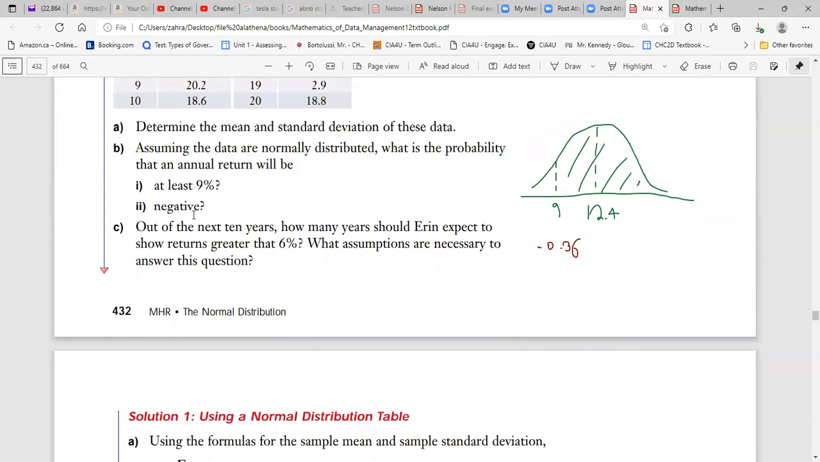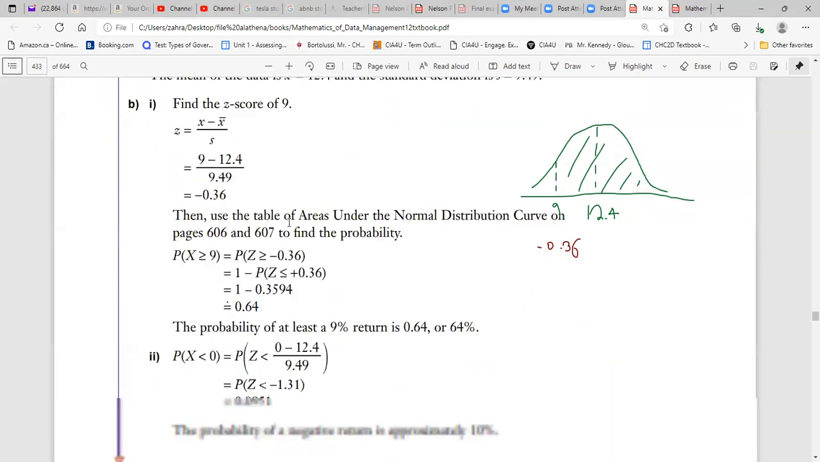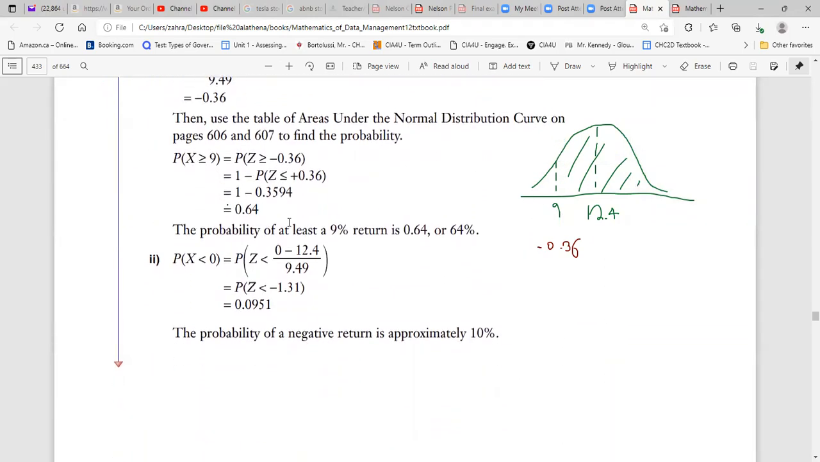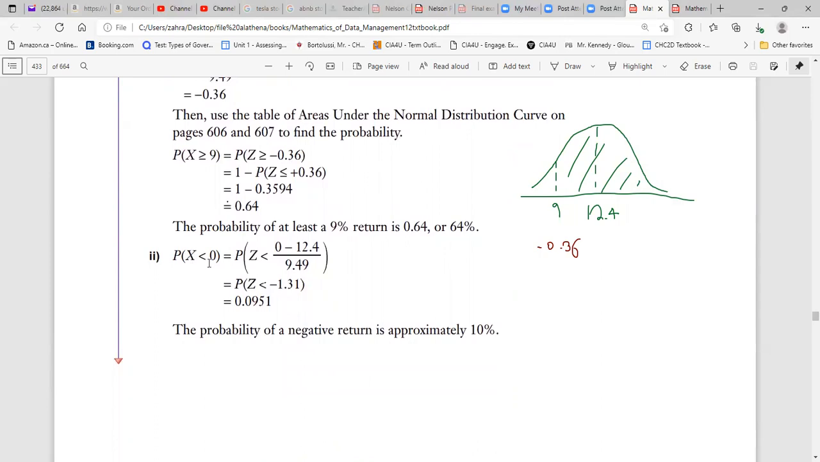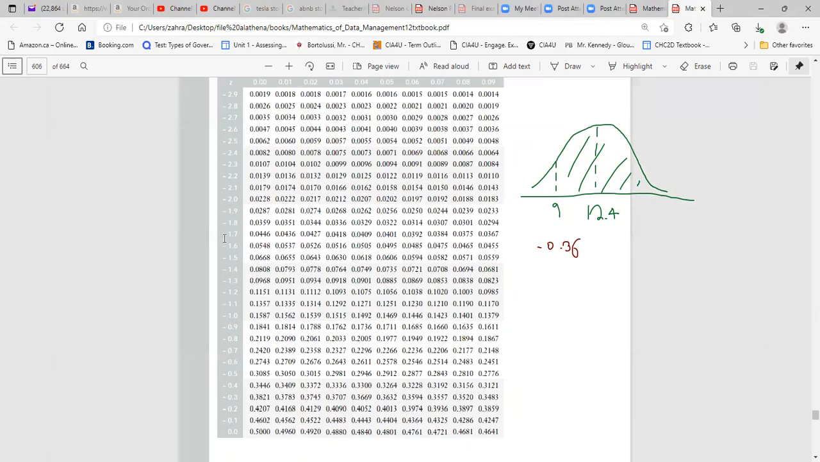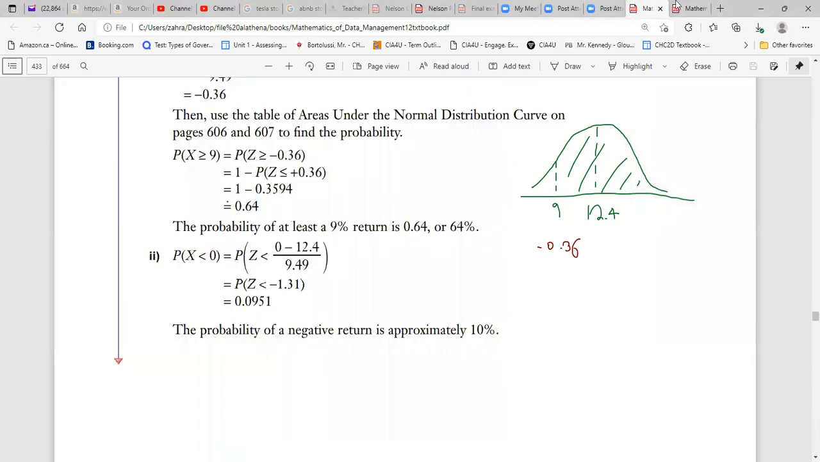Now the annual return will be negative. So it means x should be less than 0. First, we need to find the z-score. The z-score is 0 minus 12.4, divided by 9.49, the standard deviation. So it is negative 1.31. Just looking at that, negative 1.31.